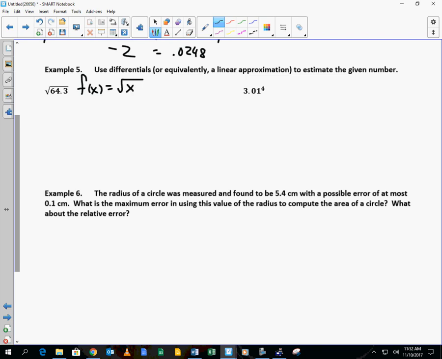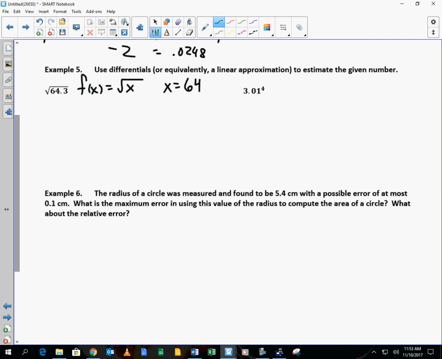Are we okay there? Now, do you know the value of the square root of 64.3? What's the number close to 64.3 that you know the square root of? So we will choose x to be 64. Okay?